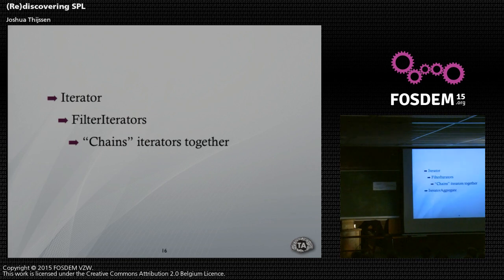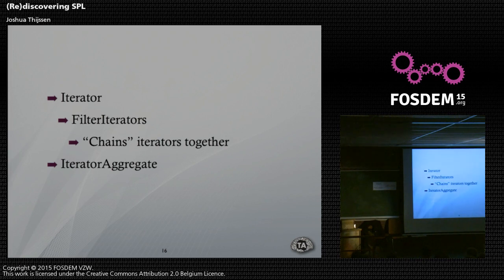Another type of iterator, we're not going to use that a lot right now, is called the iterator aggregate. An iterator aggregate is also an interface, but isn't an iterator by itself, but can be used as an iterator because it knows how to get an iterator.